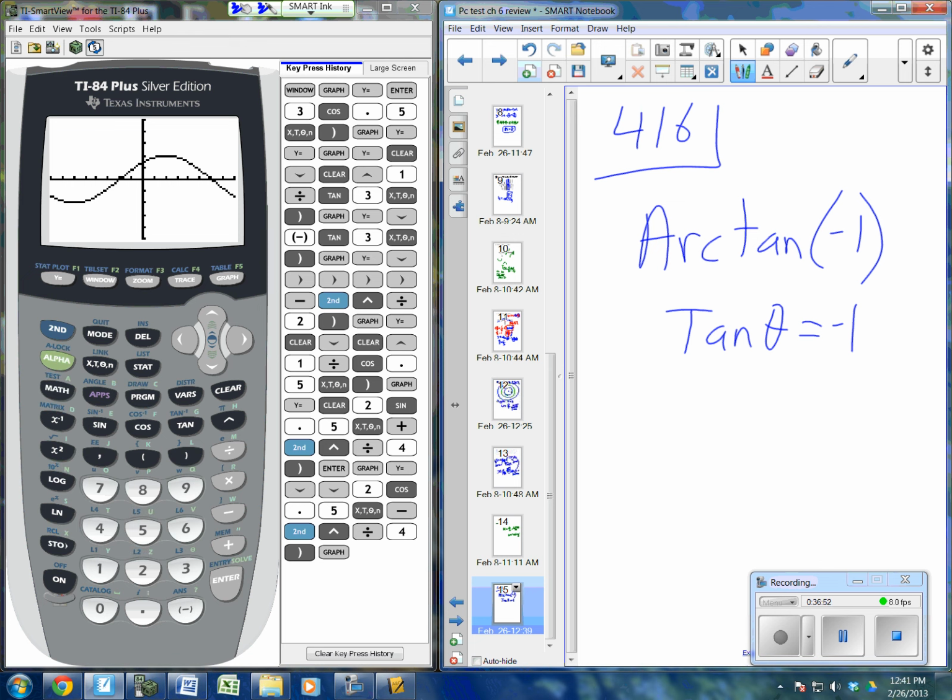Well, -1 occurs at 3 pi fourths, and -1 occurs at 7 pi fourths. What's the problem with 3 pi fourths? It's not in the range. Remember, the range is only the first quadrant and the fourth quadrant if you go in the negative direction. So 7 pi fourths isn't the answer, but that's where it's located. But you have to get there by going the negative direction, which is negative pi fourths. Okay, so the answer to this is negative pi fourths. Got it? Okay.